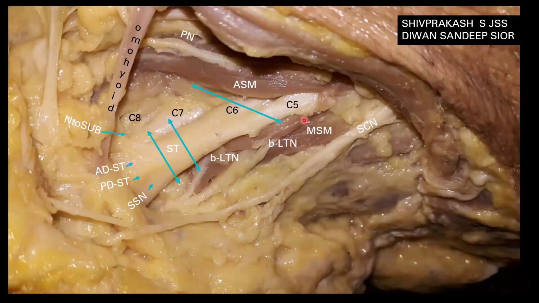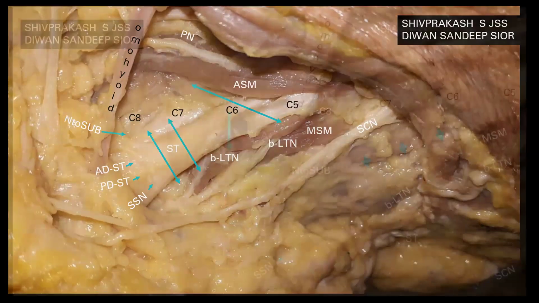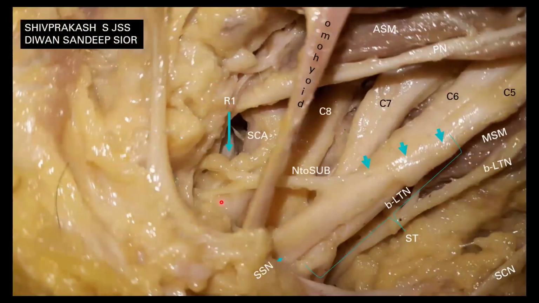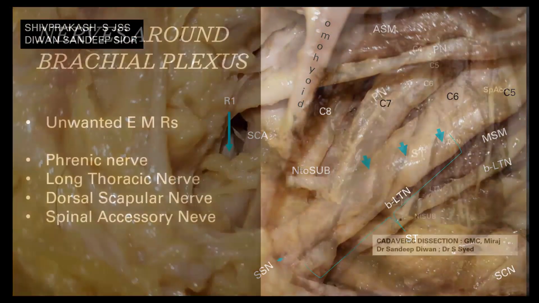Sometimes we see the dorsal scapular nerve which arises from C5. I think we have got a separate slide for that as well. These are very important nerves, and you'll realize as we progress through the slides why these nerves are very important. So we have gone through this, and now we move on to the next.